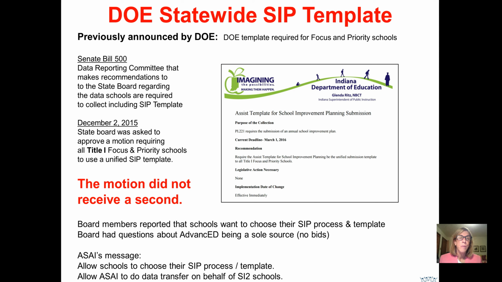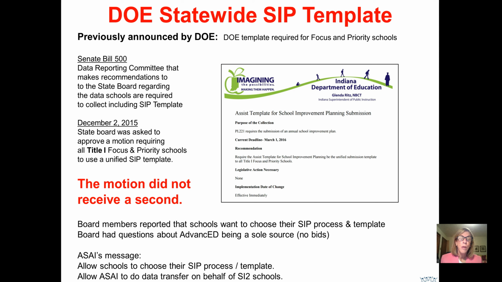Senate Bill 500 created a committee called the Data Reporting Committee. That committee is charged with making recommendations to the state board regarding the data that schools are required to collect, and it specifically states including the SIP template. Today, the committee made a recommendation to the board about the SIP template, and the state board was asked to approve a motion requiring all Title I focus and priority schools to use a unified SIP template. After the motion was made, there was a lot of silence, and the motion did not receive a second.